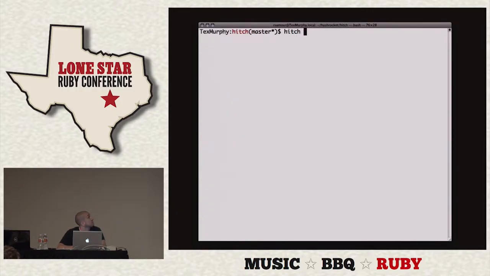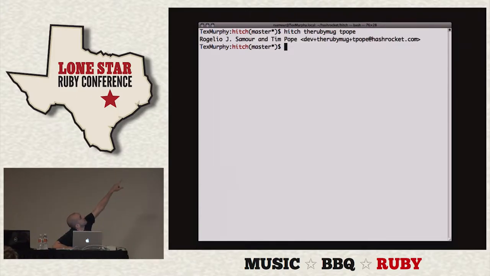So I say hitch, theRubyMug, that's my GitHub name, and tpope, which is Tim Pope's name. Let's say he was here, but he's not. And then we're hitched. Now the commit messages are going to show my full name and his name. I don't know if most of you may be familiar with this. If you're pair programming, this is a great way to have author attribution for the pair and not just one person. I'll just do a local commit so you see what I'm talking about.